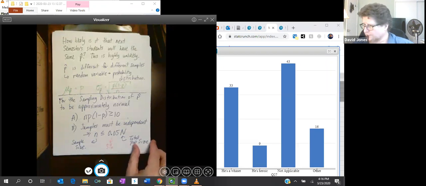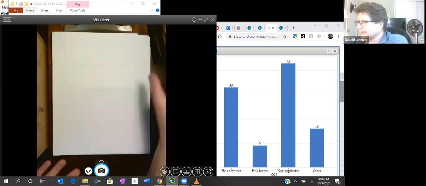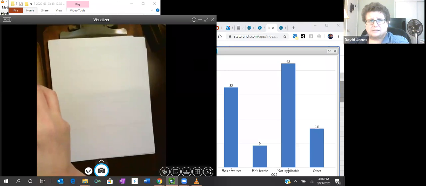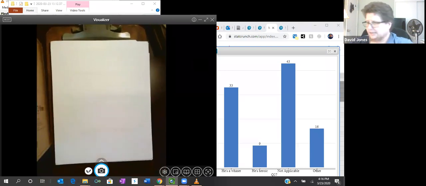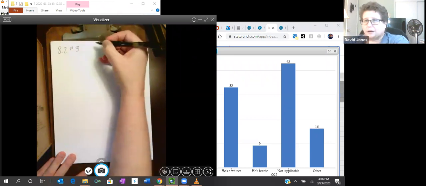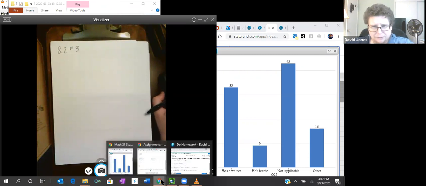All right, I'm going to turn the page. The first problem we're going to look at is 8.2. This is going to be problem number 3 from our homework set. So let me bounce on over to it.